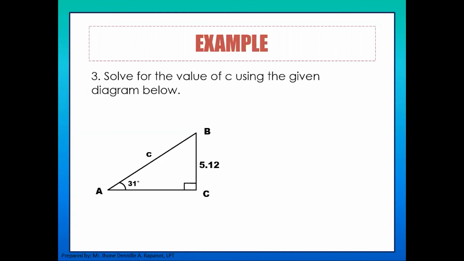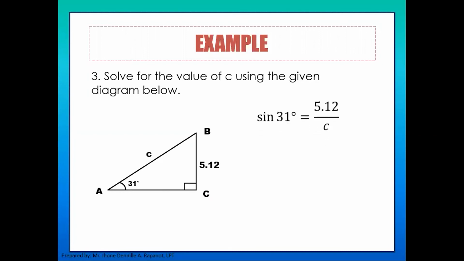Now, what I want you to do here is to analyze what particular trigonometric function we can use if we're looking for the value of C. You can pause the video for a while and try to think. Now, good that the answer is the trigonometric function sine.